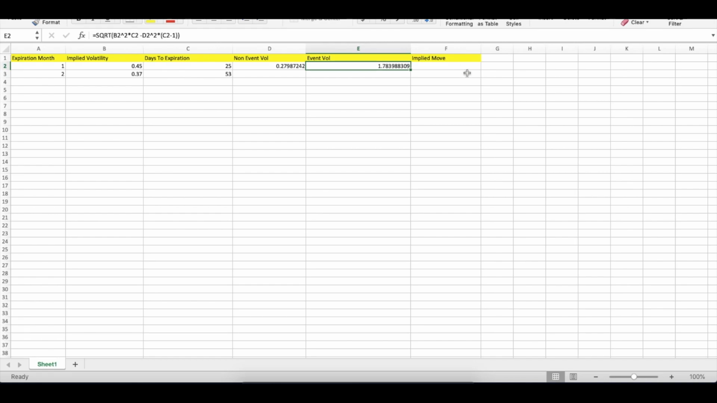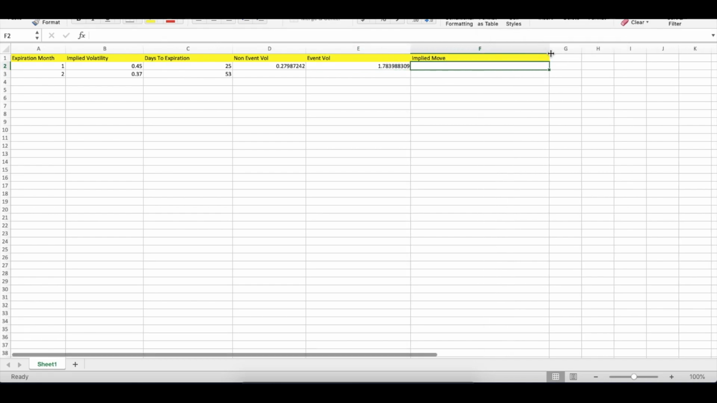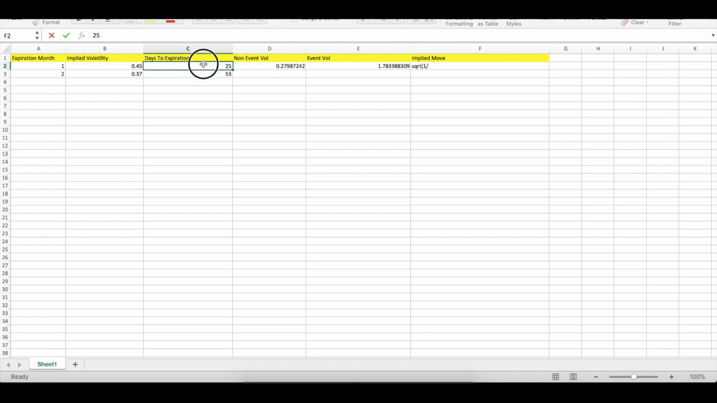And now that we have this number, we can go ahead and calculate what the implied move is. Implied move is going to be square root of however many days in a calendar year, because we use calendar days for our days to expiration. If we use business days for days to expiration, we would use business days in our implied move. But because we use calendar days, we're also going to be using calendar days in the implied move number. Remember, guys, to keep it consistent when you're doing these.